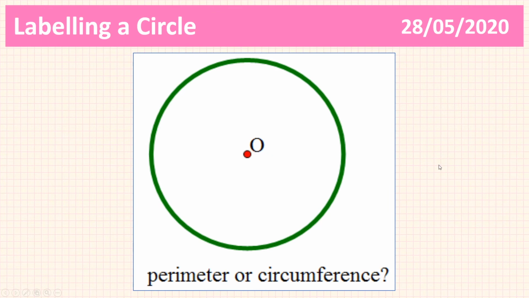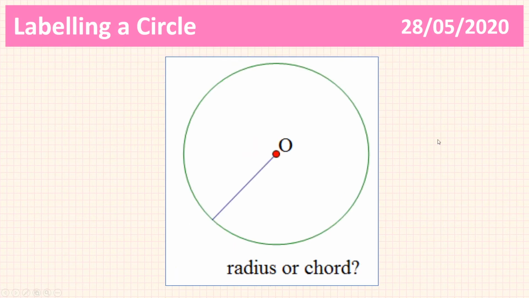Okay, what about this one? The thick green line. Perimeter or circumference? Pause the video. What do you think? Okay, so a circumference is just another way of saying the perimeter of a circle. Now, we wouldn't say this was the perimeter of the circle, but in essence, it is the perimeter of the circle. Okay, so now we're going to try our next question.